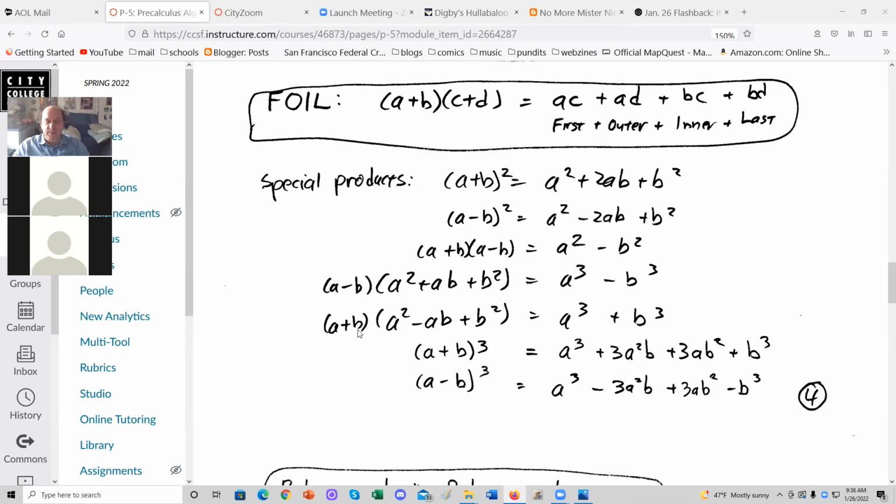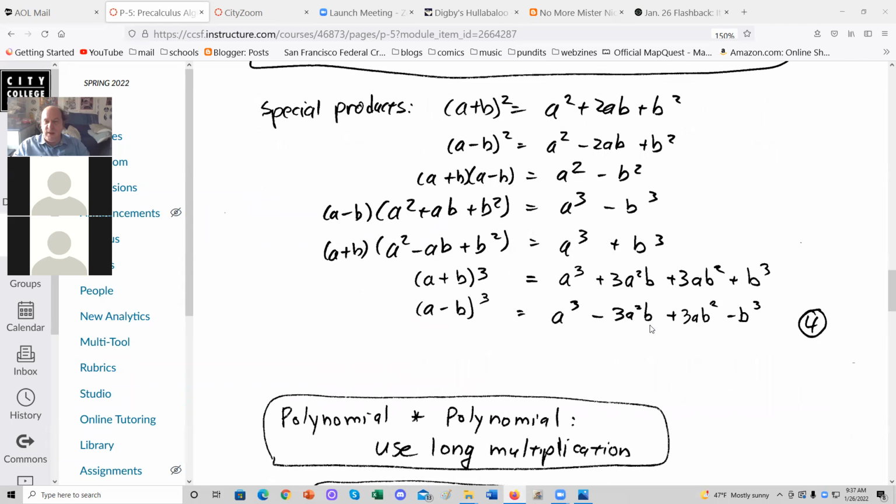Here we have a sum, a plus b, times square minus product plus square. If we multiply each of these times each of these, then everything cancels out, except for a cubed plus b cubed. So this is a sum of cubes. Now, please do not confuse a sum of cubes with a cube of a sum. Very different. Math has lots of what amount to grammatical quibbles like that, and you have to watch out for it.